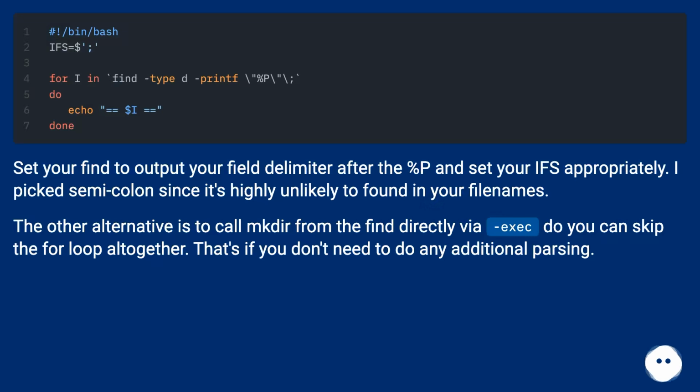Set your find to output your field delimiter after the %p and set your IFS appropriately. I picked semicolon since it's highly unlikely to be found in your file names. The other alternative is to call the command from the find directly via -exec. You can skip the for loop altogether, that's if you don't need to do any additional parsing.